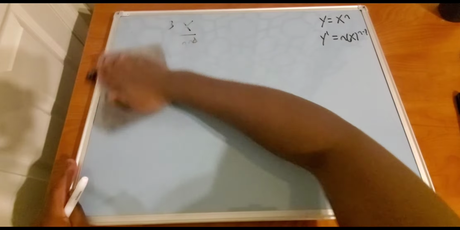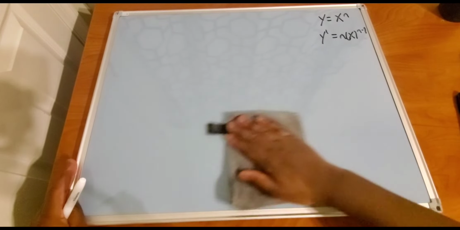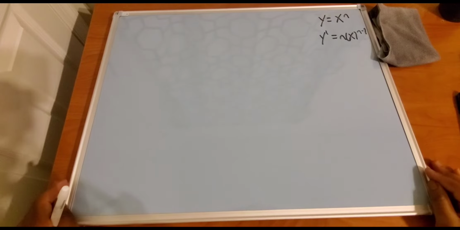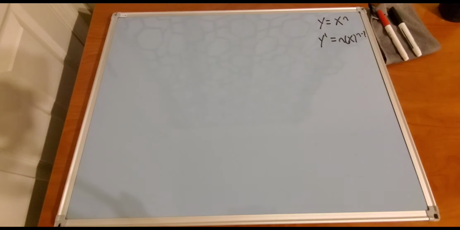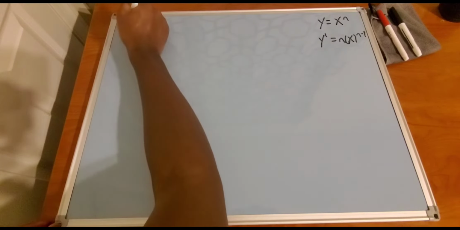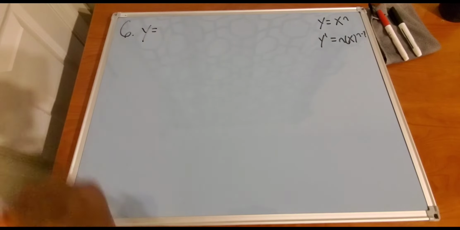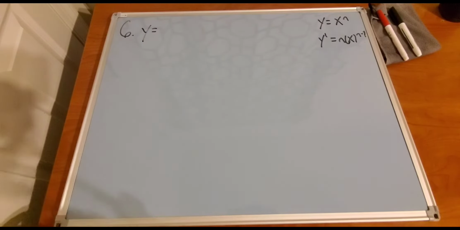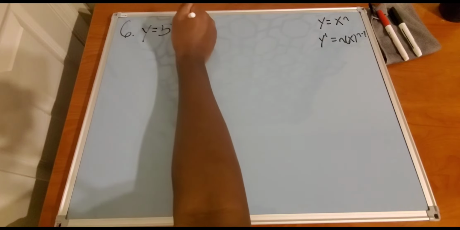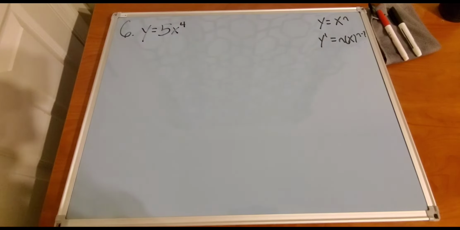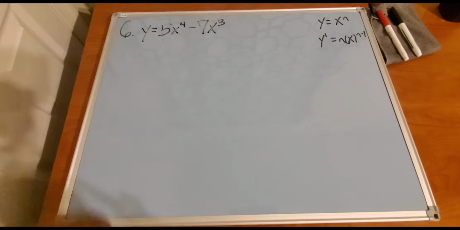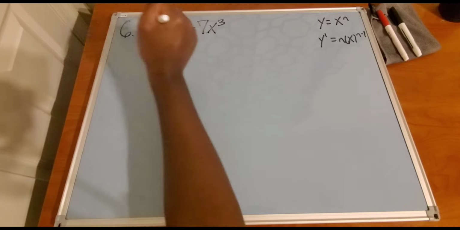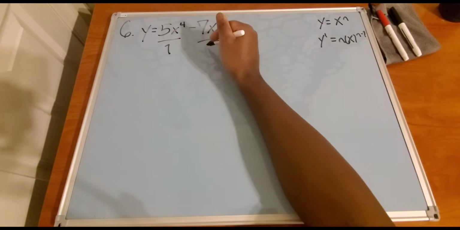So that was question 5. So let's move on to question number 6. So question number 6 is y is equal to 5x to the 4th minus 7x cubed. Well, it's getting a little faint, so I guess that means I have to write it a little bit bigger. We're going to use the power rule once here, and we're going to use the power rule twice the second time here.